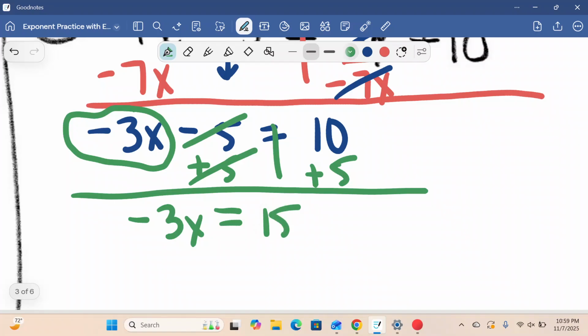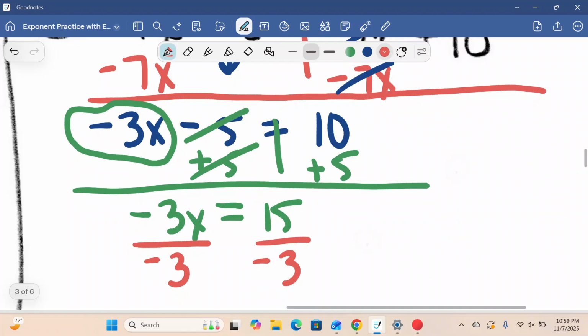I got to isolate the x. So I divide both sides by the number next to the letter. And the number next to the letter is negative 3. So I got to divide that side by negative 3. And I got to divide that side by negative 3. Be very careful that you're not just dividing by 3, because then you don't cancel out the negative and the answer will be wrong. So you got to divide both sides by a negative 3.